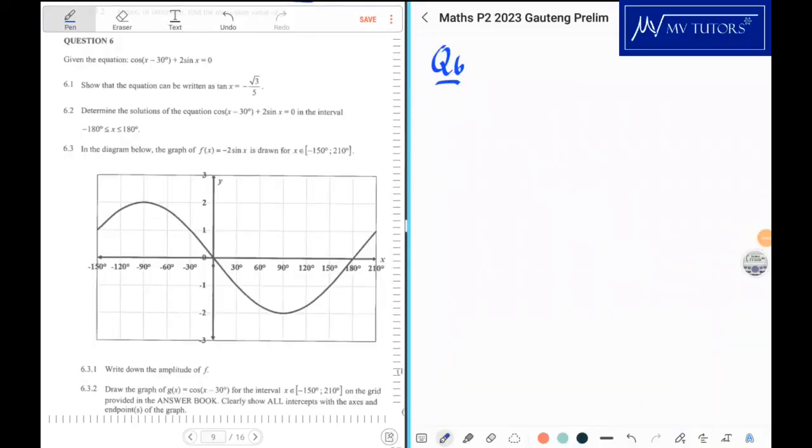Question 6. All right, so we are 50% done and 50% to go. So given the equation cos(x minus 30 degrees) plus 2 sine x is equal to 0, 6.1 says, show that the equation can be written as tan x is equal to negative root 3 over 5. All right, so there are various ways in which you can reduce this to a single trigonometric expression.